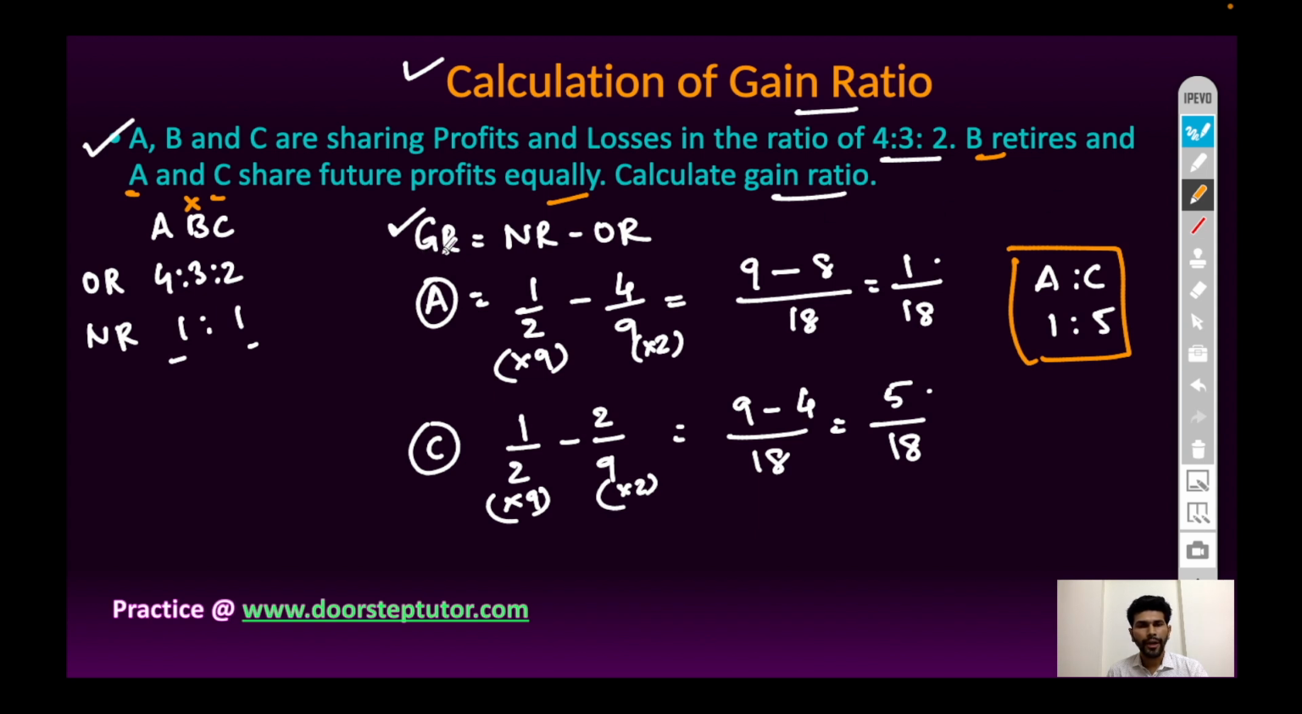So gain ratio equals to new ratio minus old ratio. Remember, at the time of admission, the sacrifice ratio was old ratio minus new ratio. At the time of retirement, as well as at the time of death, the gain ratio will be new ratio minus old ratio. So both the ratios are given in the question, old ratio as well as new ratio. So new ratio minus old ratio, we will get gain ratio.